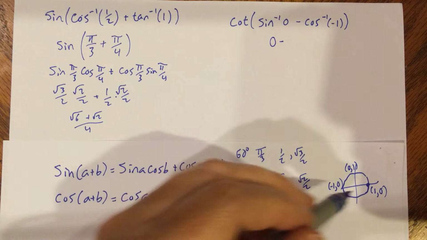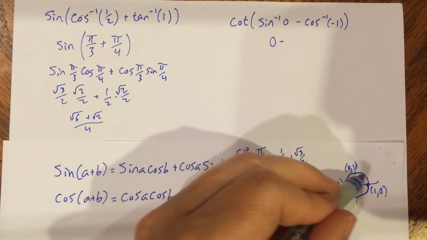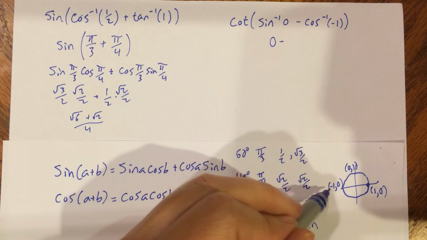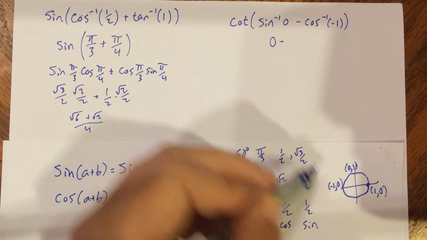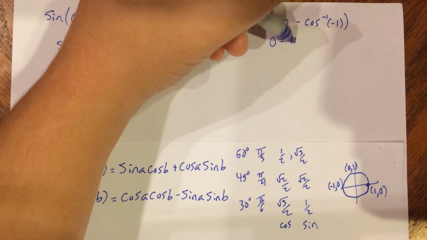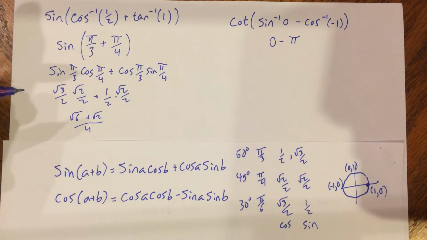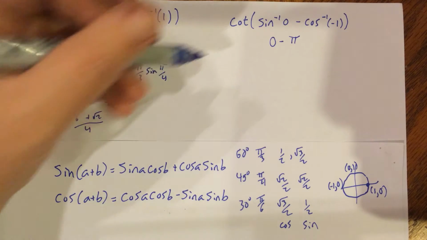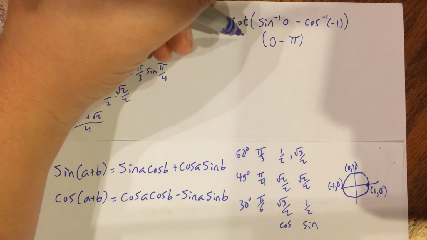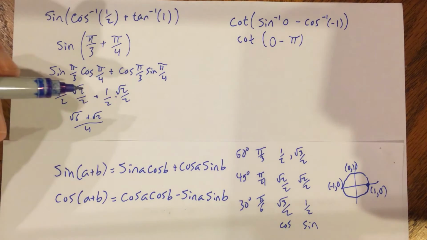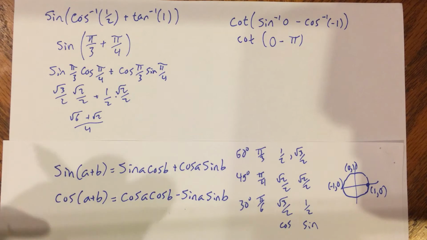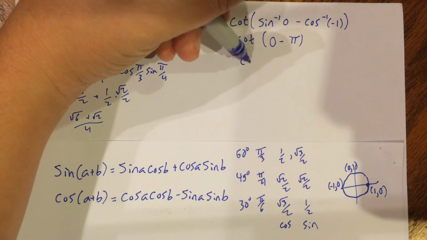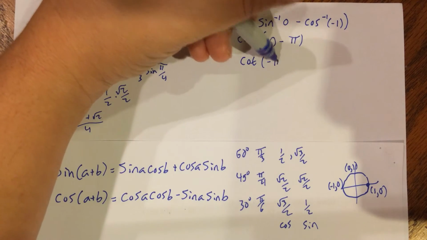Cosine being -1, cosine only gives me this range. So where is cosine -1? Cosine is -1 at pi, because that's where my x is -1. Sorry, cosine is the x's. So I'm looking for cotangent of 0 minus pi. Again, I don't really have a formula for cotangent, but I can just do that subtraction. Cotangent of -pi.